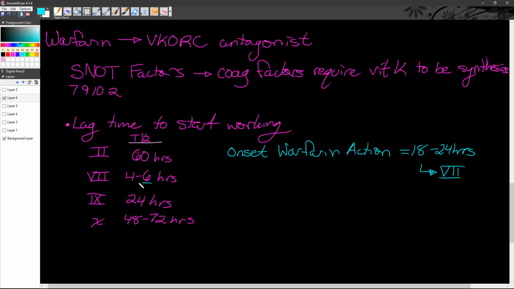So let's say that someone has a half-life of 6 hours. So 3 half-lives would be 18 hours, and 5 half-lives would be 30 hours. And so we find that somewhere in between that, all of your factor 7 is gone. And that's where we know that with warfarin, you have started your protection against clotting. So after a full day, we can say that you are starting to be protected.